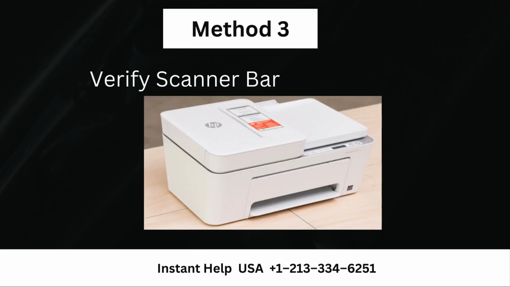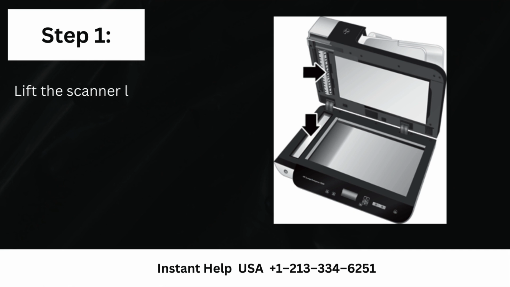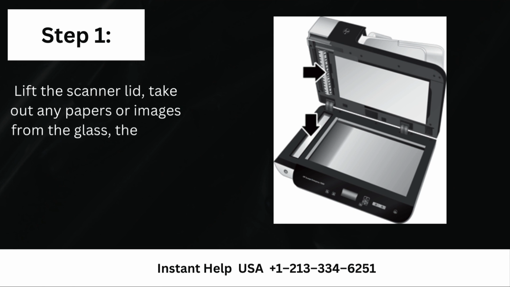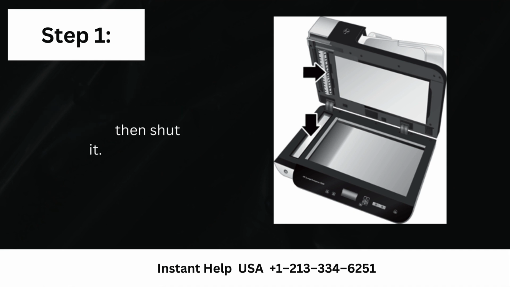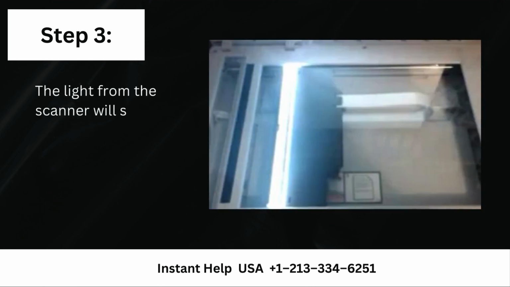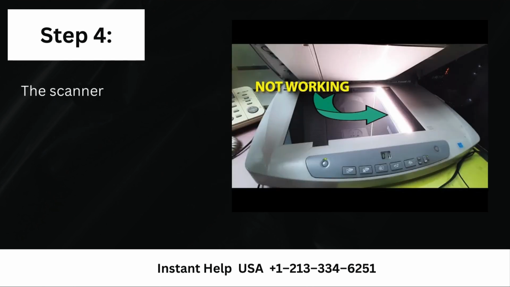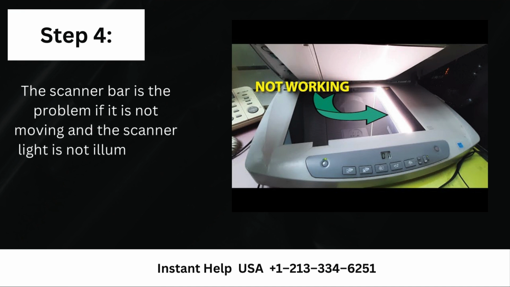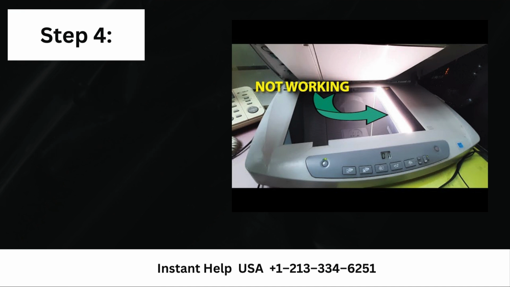Method 3. Verify scanner bar performance. Step 1. Lift the scanner lid. Take out any papers or images from the glass, then shut it. Step 2. Press the copy button after raising the scanner cover once again. Step 3. The light from the scanner will shine through the scanner glass. Step 4. The scanner bar is the problem if it is not moving and the scanner light is not illuminated.